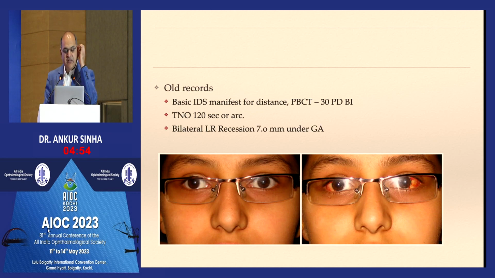For such a surgery, we would have planned bilateral recessions of 7 millimeters, because 7 into 2 will make 14 and 14 into 2 will make 28. So trying to undercorrect a little bit, or maybe 7.5 millimeters would have been done for this case. And there was no limitation of movements.